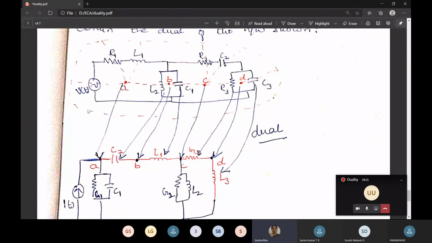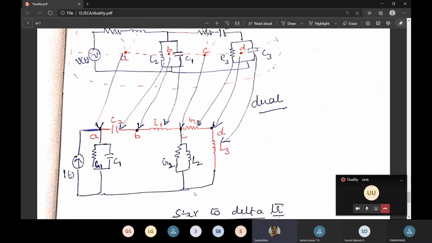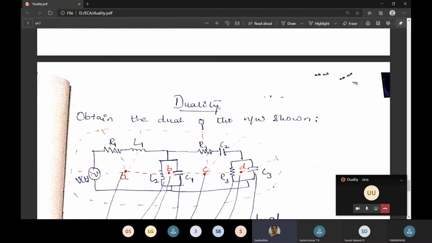Next, the voltage source is replaced by a current source. From point A, we have R1 and L1, so it will become G1 and C1, connected to ground. From point C we have R2 and C2, so it will become G2 and L2, connected to ground. So the dual of this network is drawn. I have shown with arrow marks how it is put. You can try this. Like this, networks will be given where you have to draw the dual of the network. I think you have understood.